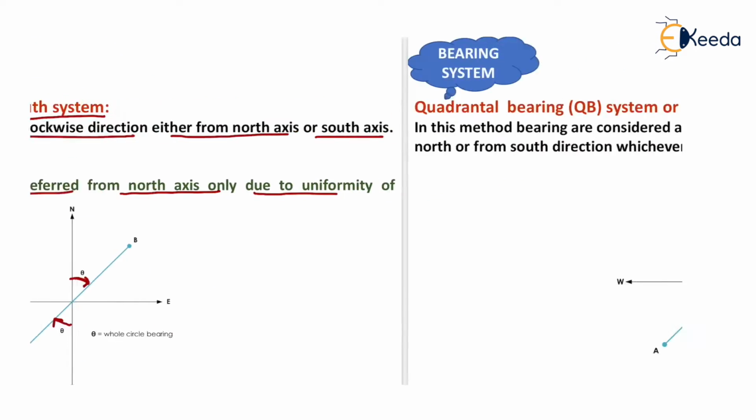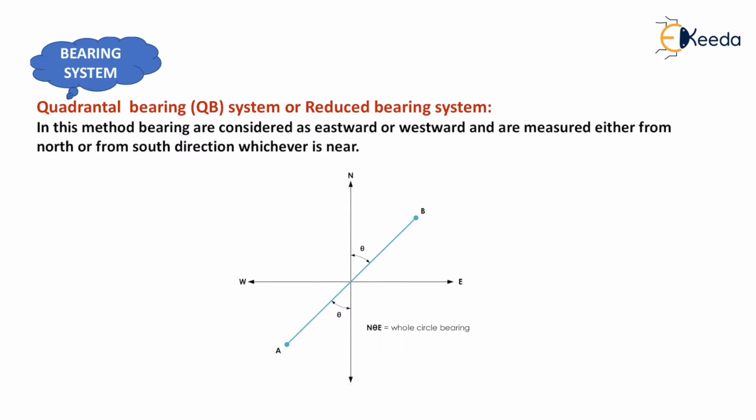Okay students, now the next one is quadrantal bearing system or reduced bearing system. Now in this method bearings are considered as eastward or westward and are measured either from north or from south direction, whichever is near. Now in quadrantal bearing system we can measure the bearing either from north axis or from south axis in clockwise direction or in anti-clockwise direction, either eastward or westward, whichever is nearer.